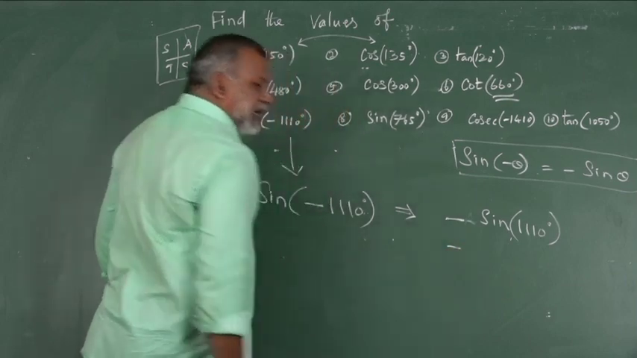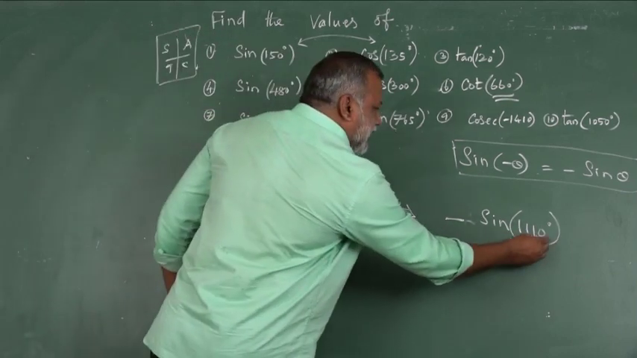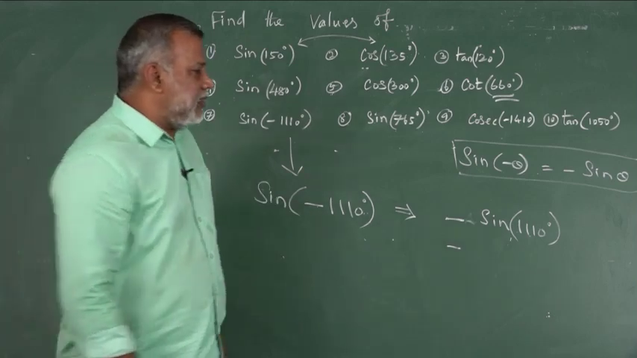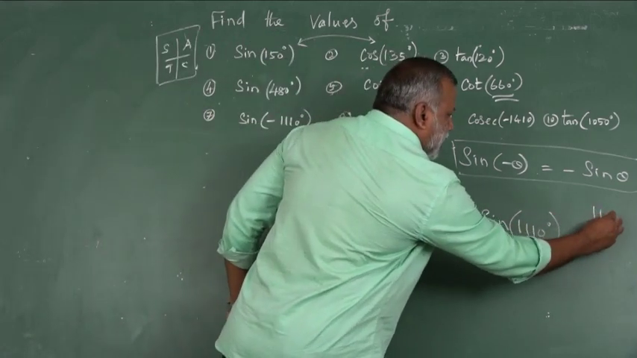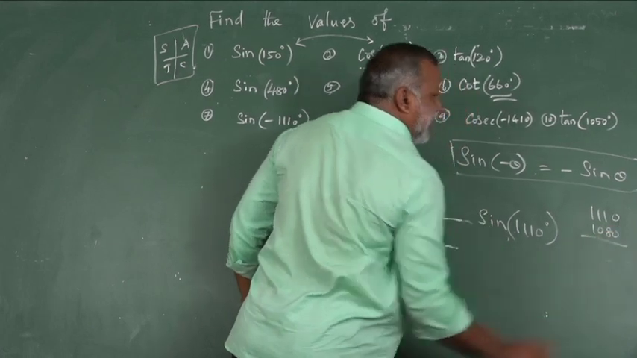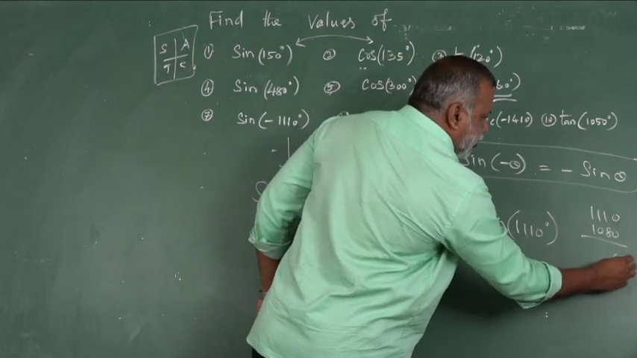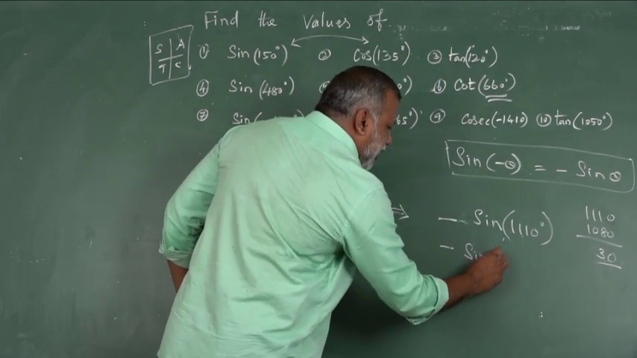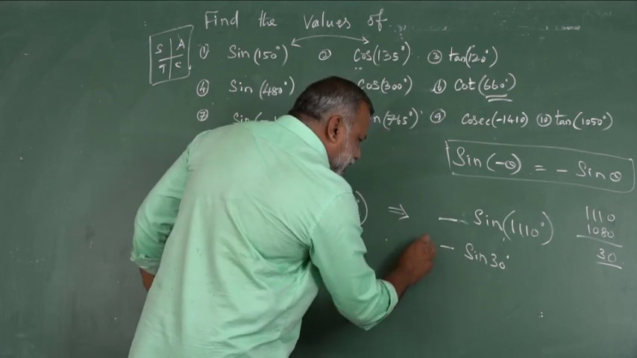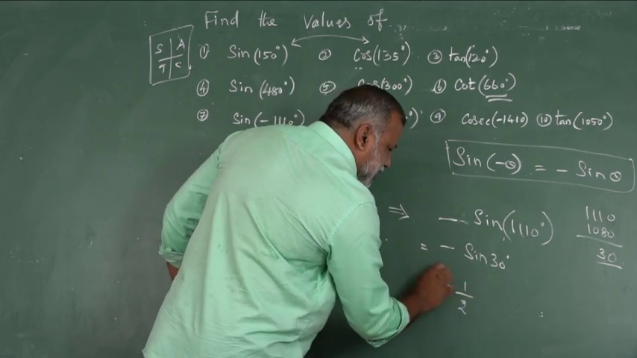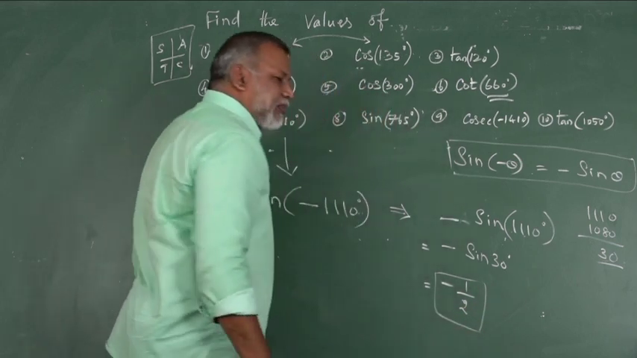Now, see, 1110 degree. It has 3 complete rotations. So remove from 1110 degree; 3 complete rotations means 1080 degree. Then remove, we can get 30 degree remaining. So we can get sine of 30. You know the trigonometric values for sine 30 from your table. That is straight away minus 1 by 2.